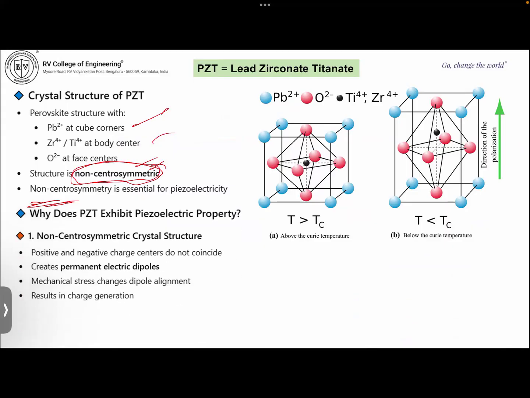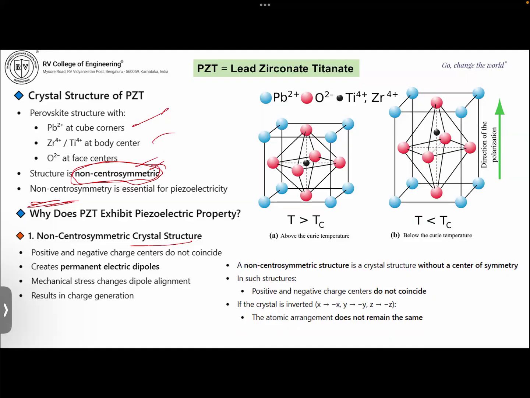So why does PZT exhibit piezoelectric property? Because of this non-centrosymmetric crystal structure. What is the meaning of non-centrosymmetric crystal structure? The non-centrosymmetric structure is a crystal structure without a center of symmetry. It means that the positive and negative charge centers do not coincide.